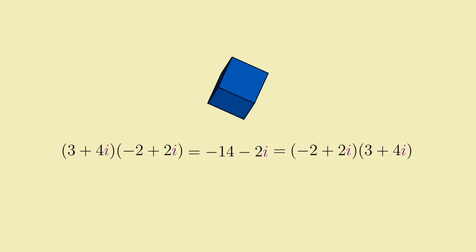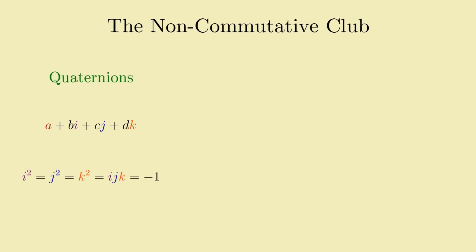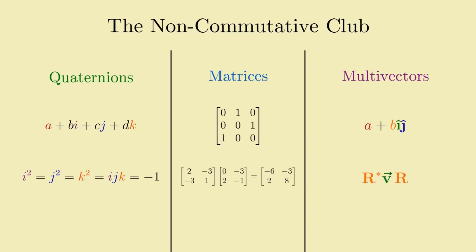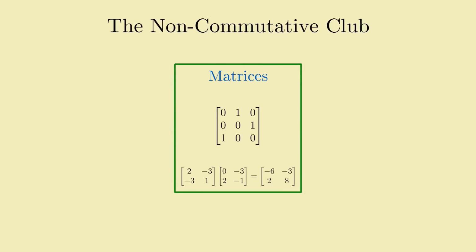So if complex numbers can't represent 3D rotations, what kind of objects can? What objects might care about the order in which you multiply them? Well, there are actually quite a few different options at this point, kind of depending on your mathematical taste, it would seem. A standard choice is the quaternions, whose multiplication is famously non-commutative. But there's also matrices, as well as fancier objects like multivectors and geometric algebra. But for this video, I'm going with traditional matrices, since many people know at least a little bit about them, and will be more comfortable with them coming in fresh to a video like this compared to the other tools.